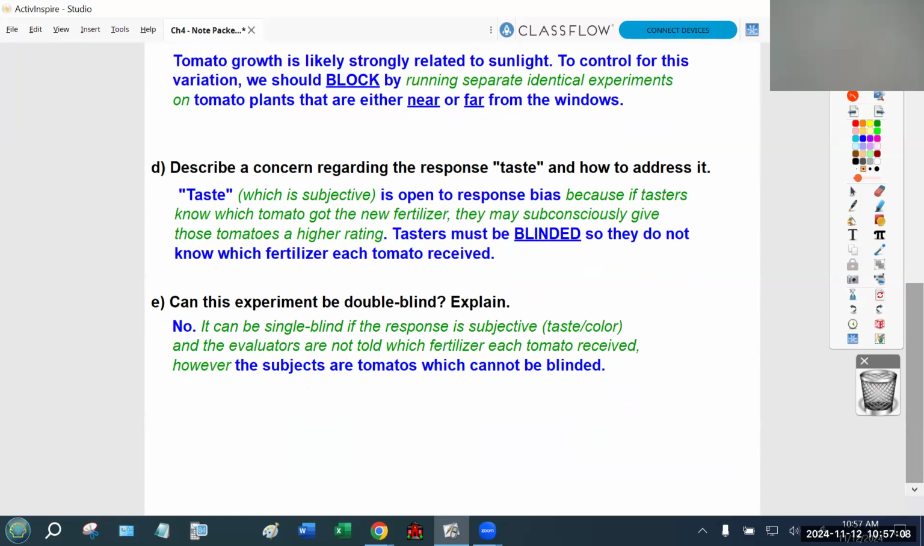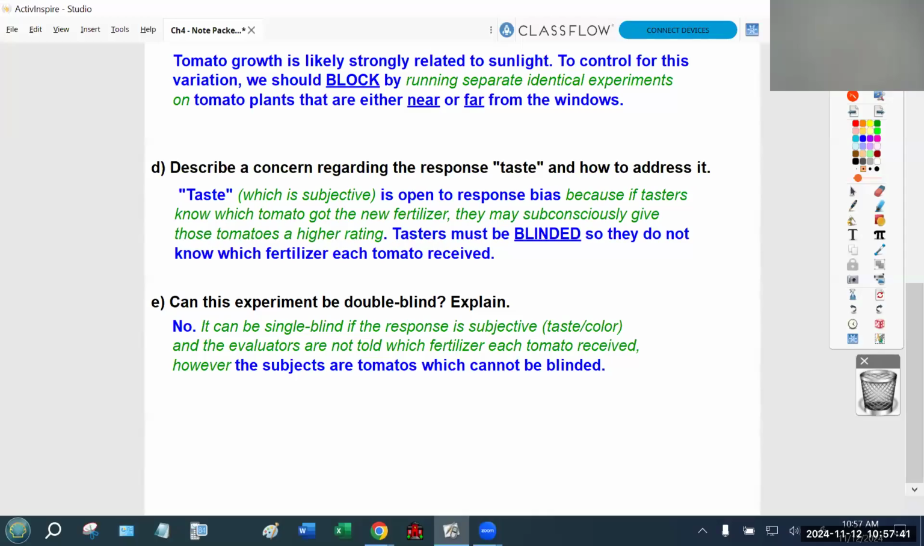It can be single blind if the response is subjective, such as taste or color, and the evaluators are not told which fertilizer each tomato received. Again, that was relating to the previous question. Let's imagine we were not dealing with a subjective response variable such as taste. Let's imagine we were dealing with a purely objective response variable, which is the weight of the tomato. Let's pick a tomato off the vine, set it on a scale, record its weight. In that case, I would argue there is no need for this experiment to be blind at all. Blinding is not a necessary requirement of an experiment. It's an added luxury to have if you're in a situation where you need it.